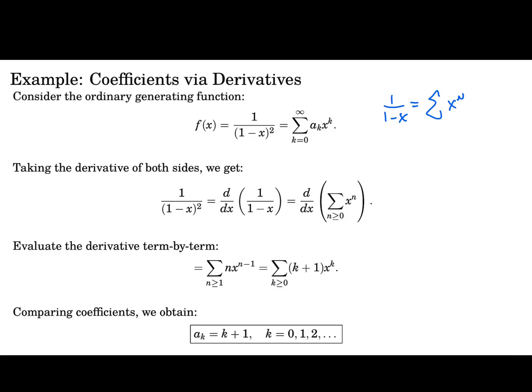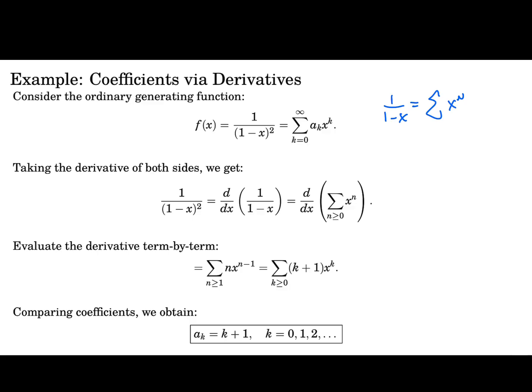sequence of all ones. If we take the derivative of this on both sides, on one side the derivative of this is going to be what we're interested in, the 1 minus x squared. Now the derivative on the right, we can apply quite simply. We just differentiate term by term and we get this n x to the n minus 1. And we can then just shift this to rewrite it in this way over here.